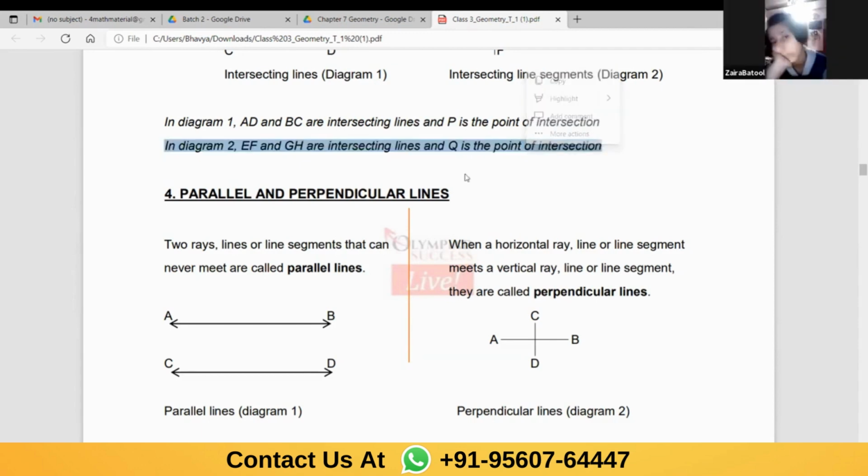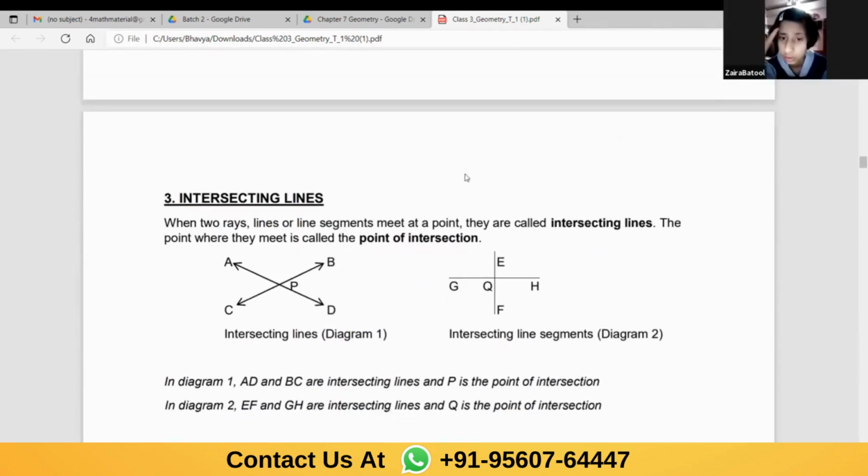Whereas intersecting lines can intersect at any angle. It is not necessary that they have to intersect at any particular angle.